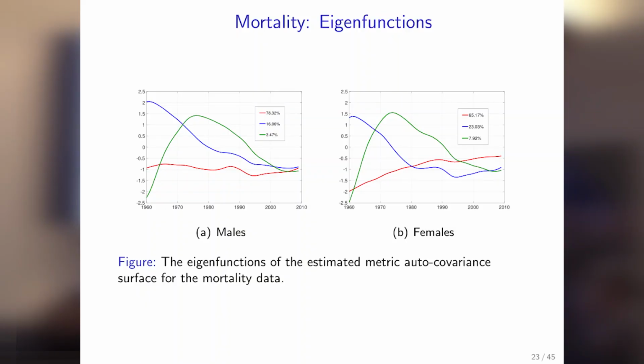We can also, of course, then show the eigenfunctions. They are quite similar between males and females. There's not a huge difference. The first eigenfunction here, for example, is just the overall level of mortality. And then you differentiate what happens over the years. Here, for example, the first one is mortality early versus late, and so on.